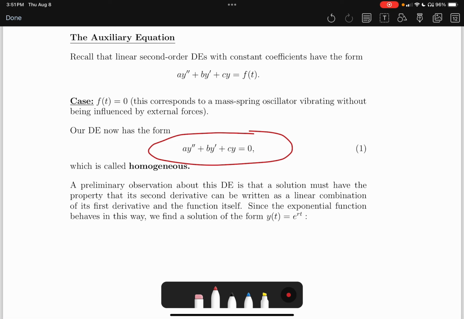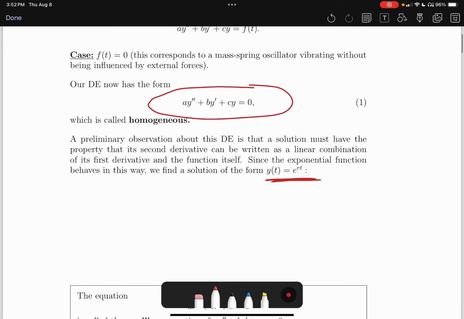What we can do is notice that our solutions need to be of the form y equals e to the rt, because we're basically looking for something where the second derivative looks like the first derivative plus the original equation. E is really the only function that's going to act like that. Okay, well, so let's just try it out and see what happens.